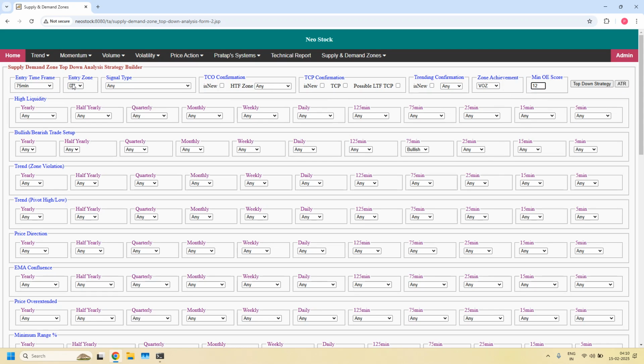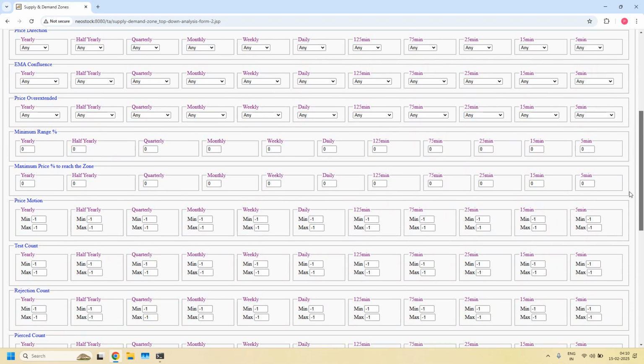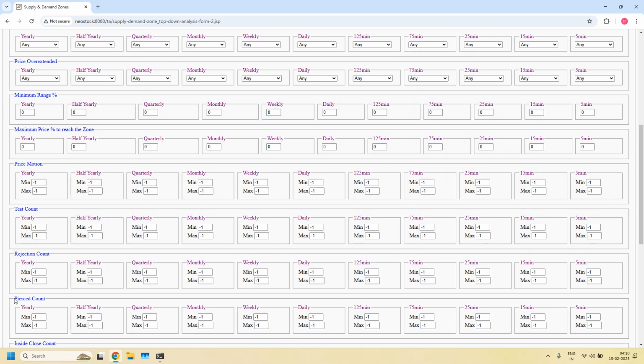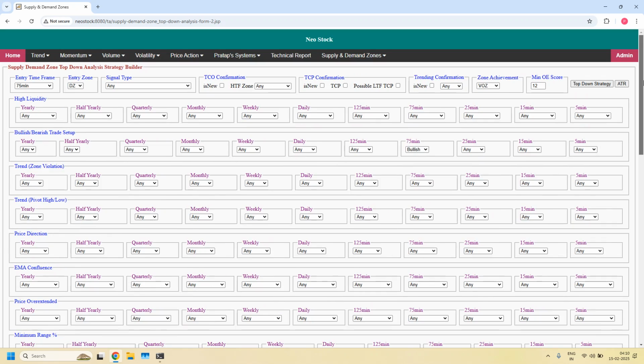What is that? This 75 minutes demand zone should not be pierced. So that's why in the pierced count parameter, at 75 minutes time frame, I am setting minimum value 0, maximum value 0. That means the 75 minutes demand zone should not be pierced. Why demand zone? Because here we selected the 75 minutes demand zone. The filters will be applied to whichever values you selected in the first 2 parameters. On that only the filters will be applied. That is how our software is designed.